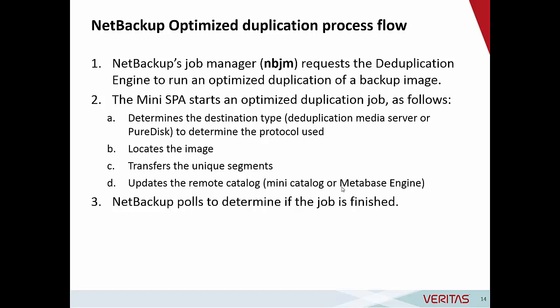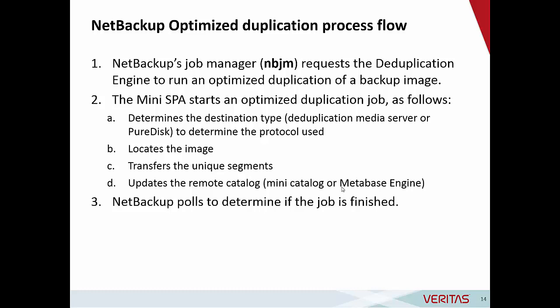So, here's what happens. The job manager requests the dedupe engine to run an updupe job. The mini spa, in other words, the deduplication manager, starts an updupe job by determining the destination type, making sure that it's compatible, locating the image, communicating with the target storage server to determine which are the unique segments that need to be sent, and then sending the unique segments, and then updating the remote catalog. While this is all going on, the NetBackup job manager is polling the dedupe manager to see when the job is finished.